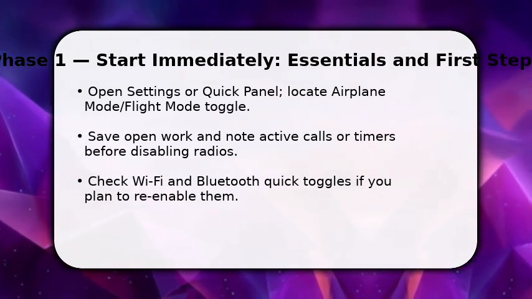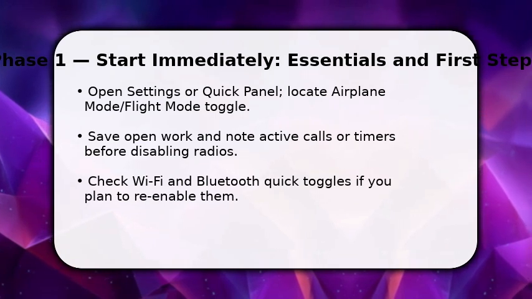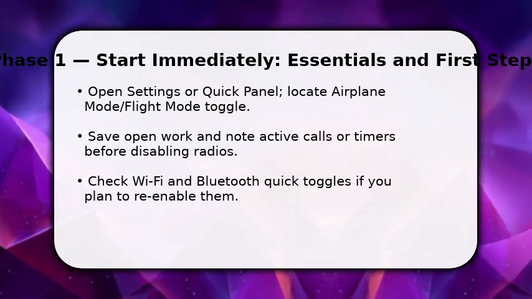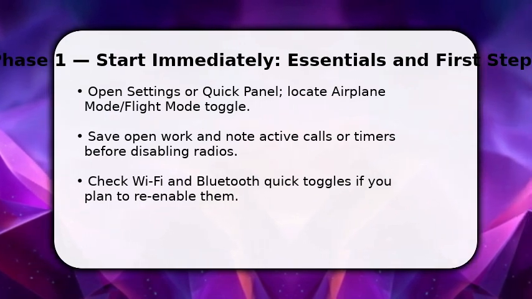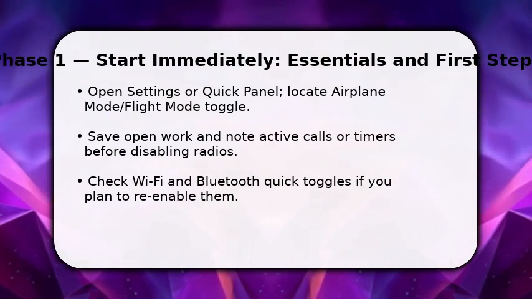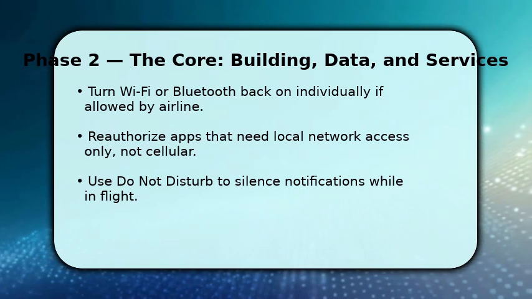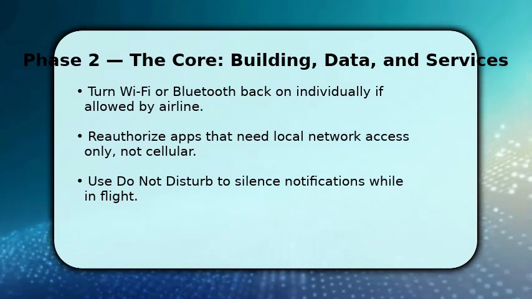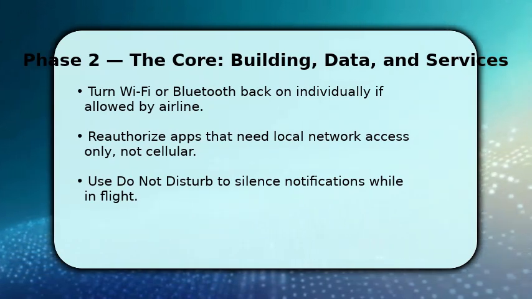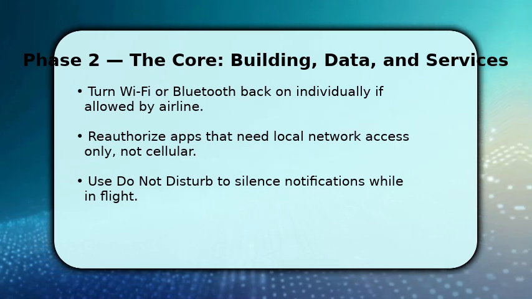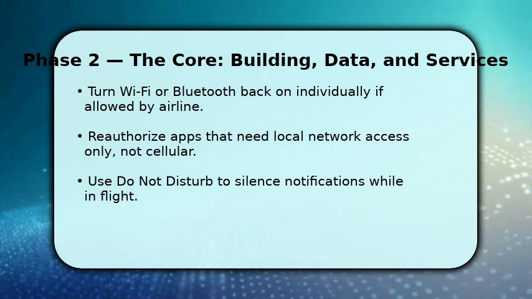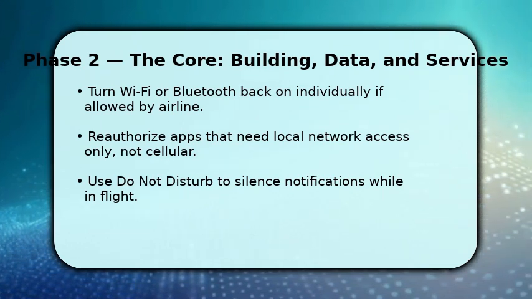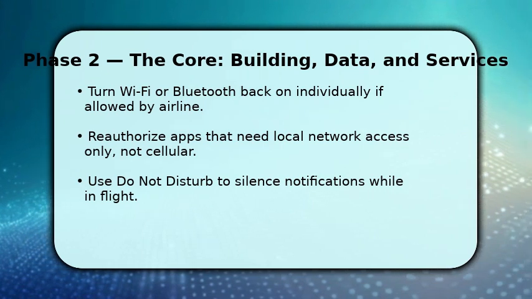That first step gives you a completely offline baseline, and it sets the stage for controlled reactivation of specific radios afterward. Once flight mode is on, you can selectively re-enable Wi-Fi or Bluetooth to use onboard services. Tap Wi-Fi, choose the aircraft network, and authenticate if required.